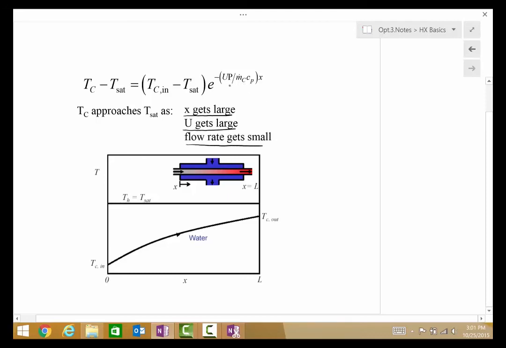As you take a look at the argument of the exponential, you see that as that thing gets increasingly large, T goes to Tsat, because this exponential, e to the minus of this stuff, goes to 0, and T goes to Tsat. So these are the things that allow us to drive the temperature closer and closer to the hot temperature.